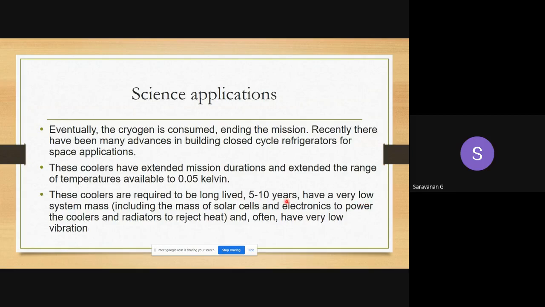To have very low mass, we already have solar cells and electronics for the coolers ready to reject heat, and also to have very low vibrations. This is related to the coolers we are using in the form of closed cycle refrigeration systems, so that all the cryogen is not consumed fully at the end of the mission. It will be reused again, and the temperature range is very, very low, 0.05 Kelvin, and the duration of usage of these coolers may be 5 to 10 years. It also has a very low mass and very low vibrations.